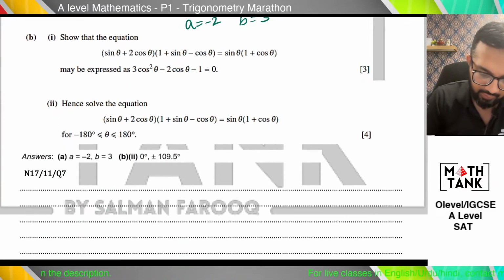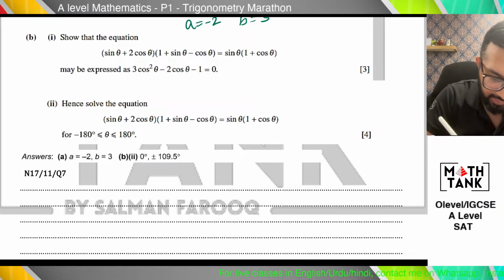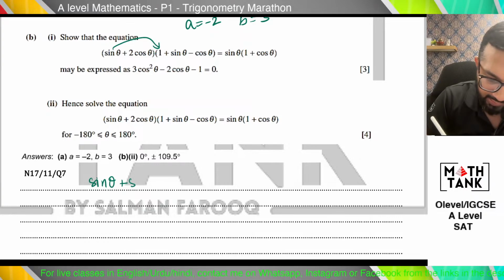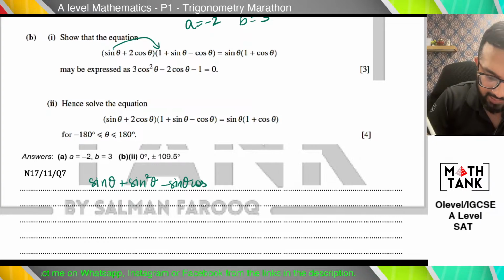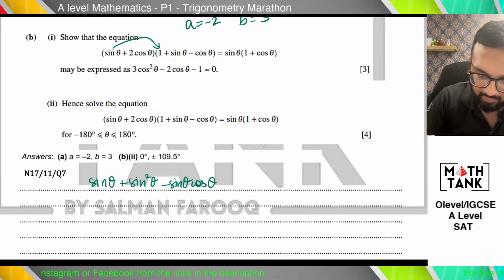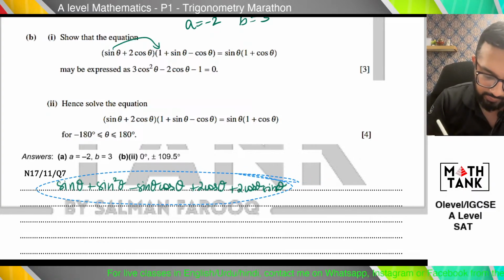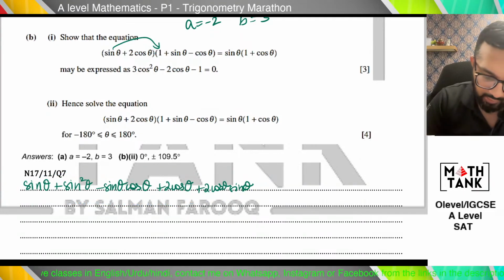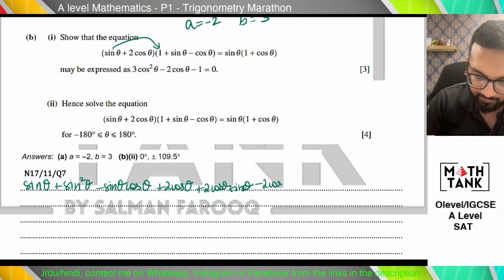Then it says show that the equation can be expressed as this. So that's a complicated equation. Let's start multiplying. Sine theta plus sine theta, sine square theta minus sine theta cos theta. I've multiplied sine theta with the entire second bracket. Then I have 2 cos theta plus 2 cos theta sine theta. A lot of terms there. And then minus 2 cos square theta. On the other side, I have sine theta plus sine theta cos theta.